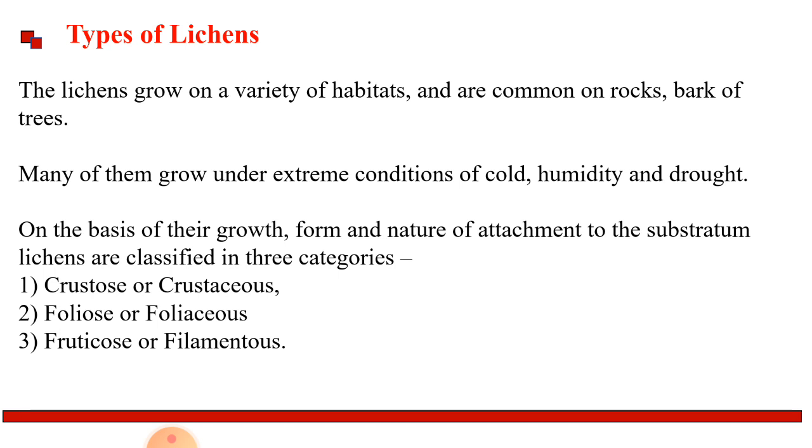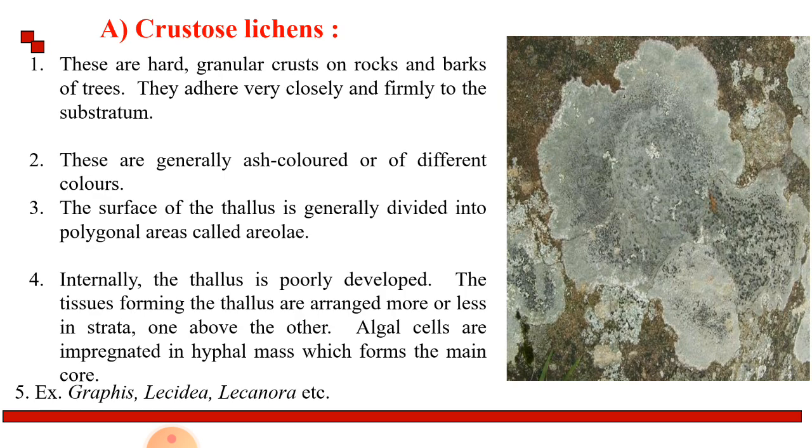On the basis of their growth form and nature of attachment to the substratum, lichens are classified into three categories. First is crustose or crustaceous, second is foliose or foliaceous, and third is fruticose or filamentous. Now we see the first type, that is crustose lichen.